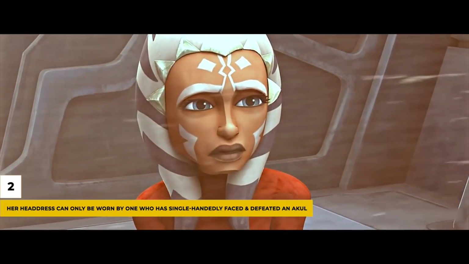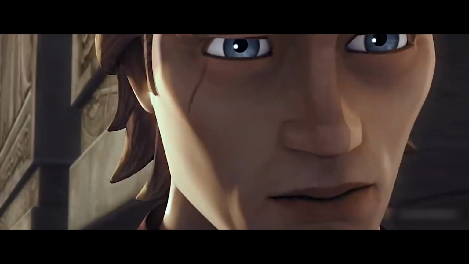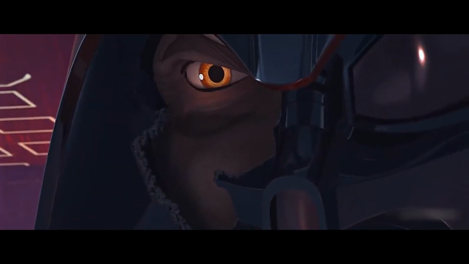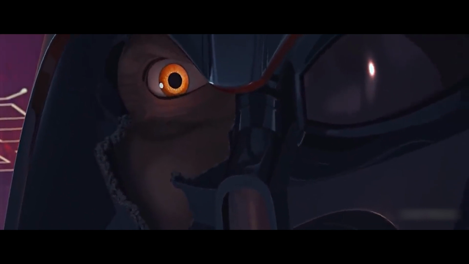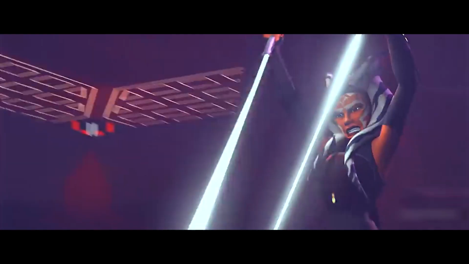Number 2. Her headdress can only be worn by one who single-handedly faced and defeated an Akul. The Montrals give the Torguda people an edge of sorts, but the origin of the headdress above them is even more noteworthy. Another Jedi who sports the same headdress is Jedi Master Shaak Ti.